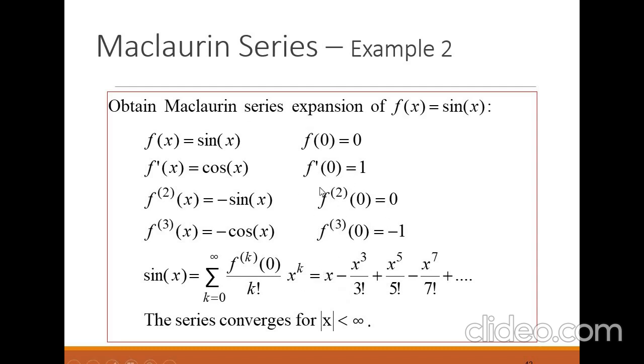Therefore, the Maclaurin series expansion for this one is f of x equals 0 plus 1 times x plus 0 times x squared over 2 factorial plus minus 1 times x cubed over 3 factorial and so on. That will be the Maclaurin series for sine x. It's alternating, as you can see: 0, 1, 0, minus 1, 0, 1, 0, minus 1. So that's what you get for the expansion of that one.